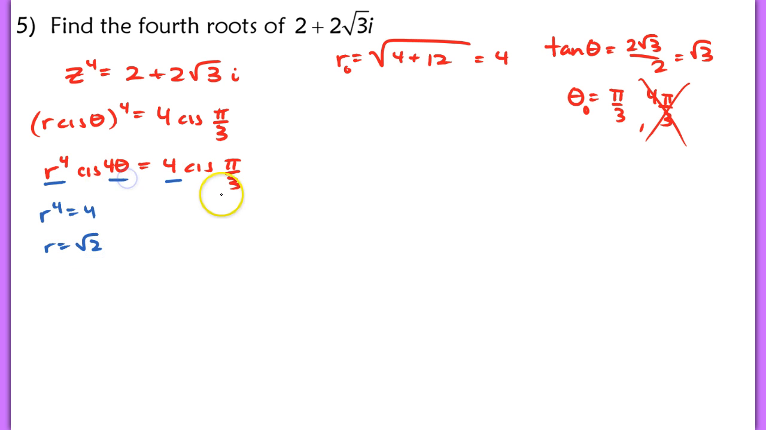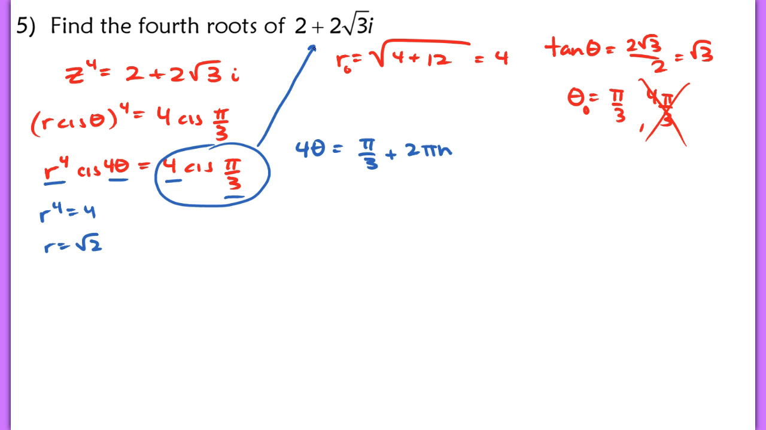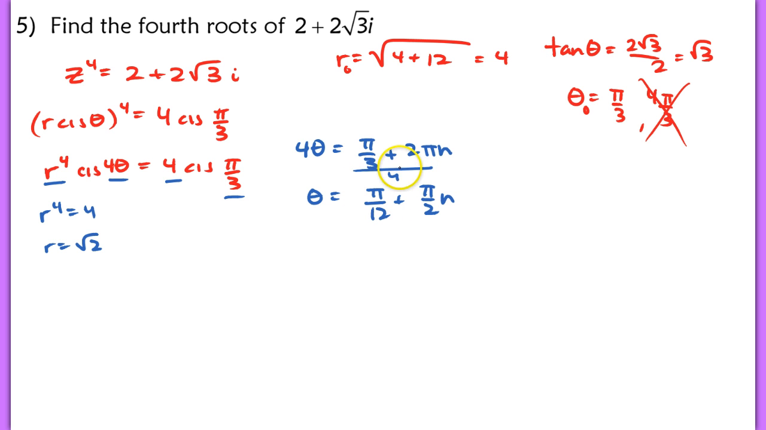We also see that 4 theta will equal pi over 3, but when you set this one up, remember that you're going to add 2 pi n, since this is not the only way to represent 2 plus 2 root 3i in terms of its polar form. There's an infinite number of ways, so that's why we attach 2 pi n to that. So we'll solve for theta. We end up with pi over 12 plus pi over 2n. So we're just going to divide everything here by 4, okay?